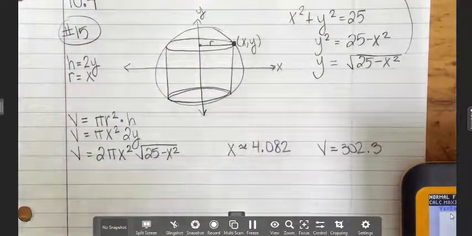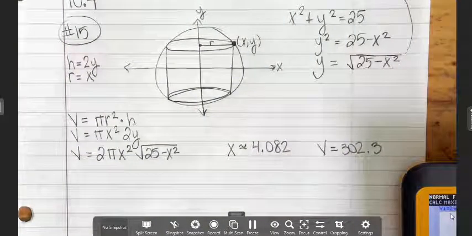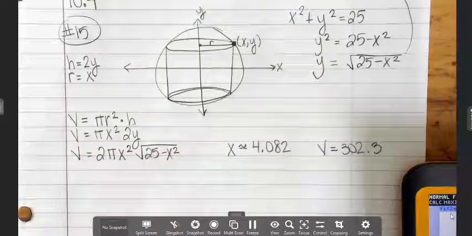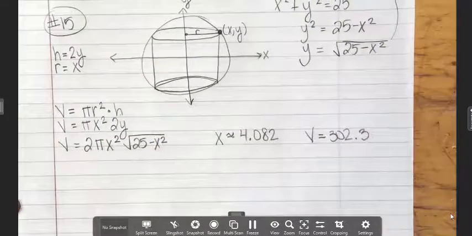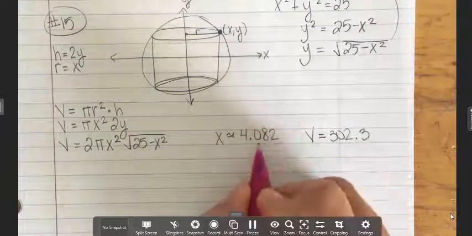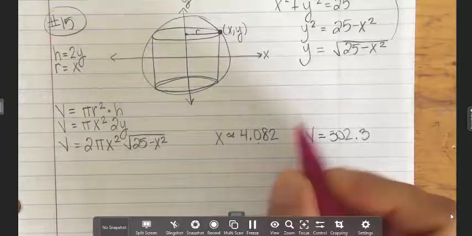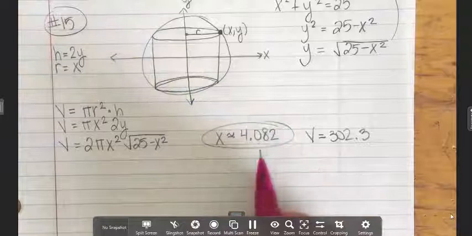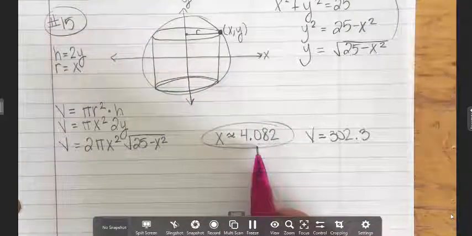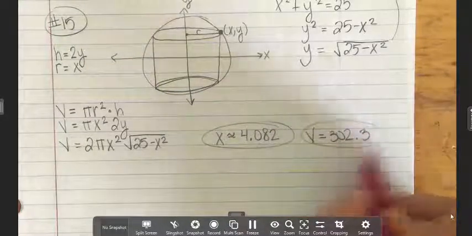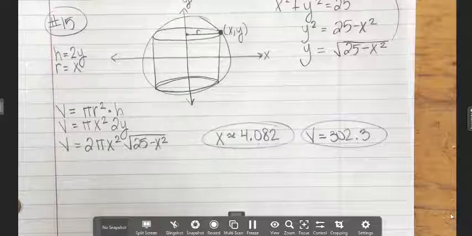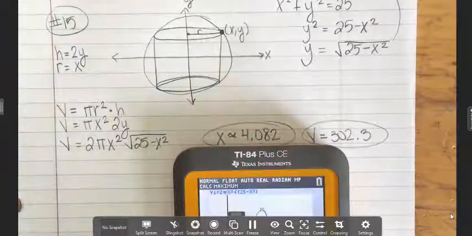All right, so let's see. Find the value of x that gives the maximum volume and find the maximum volume. Okay, so the maximum x value, do we have any units here? I don't think so. So this is going to be our radius that gives the maximum volume, and this is going to be our maximum volume. And again, I used my grapher to figure out that maximum.